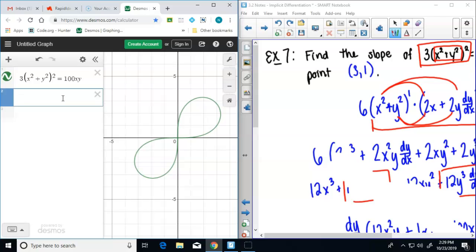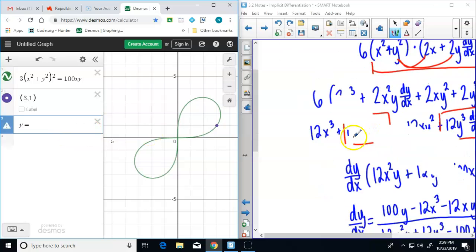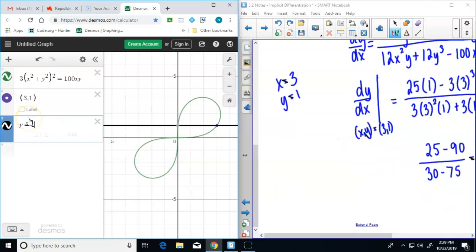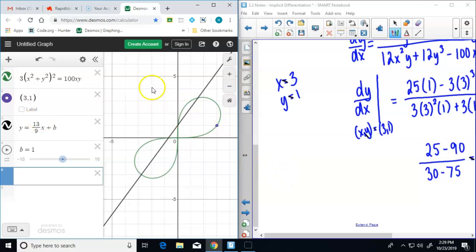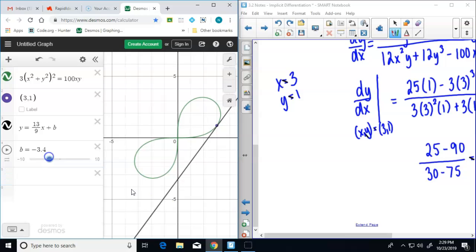So if we're looking at the point (3, 1), if we do y equals 13 over 9x plus c, slide it there. So let's see if we can get this to look right. Oh yeah, that looks pretty much like a tangent line should there. It's probably not a perfect tangent line because the y-intercept may not be exactly at negative 3.4, but it's pretty close. It definitely looks like it could be a tangent line.